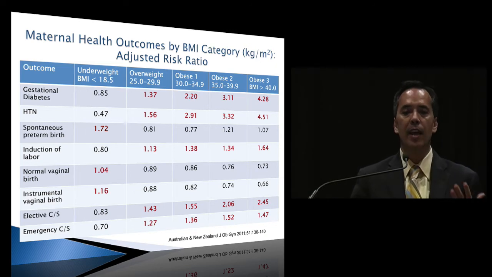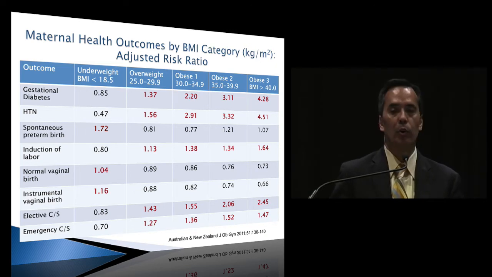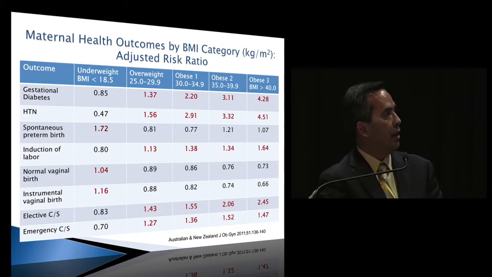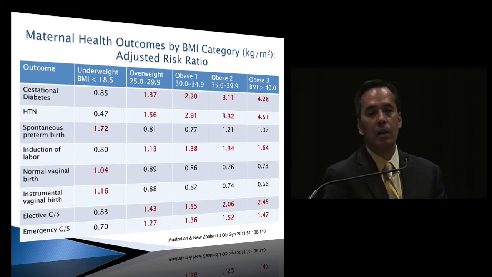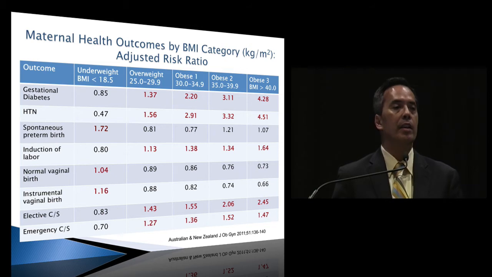You can see hypertension, induction of labor, you're more likely. A normal vaginal delivery is more likely if you're underweight. And that goes along with being at increased risk for instrumental vaginal delivery, also for an elective C-section and emergency cesarean section.